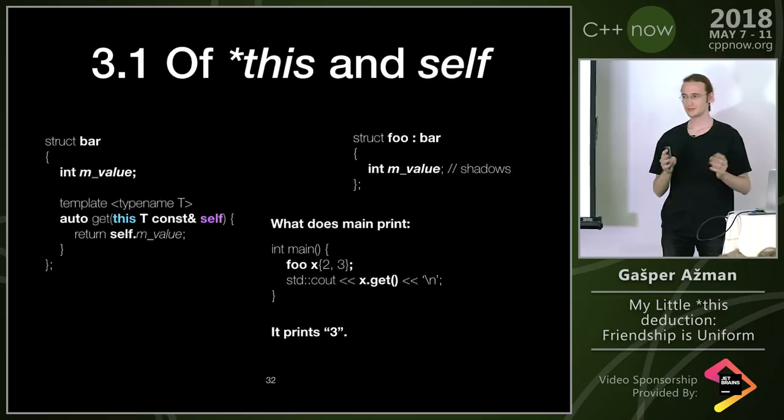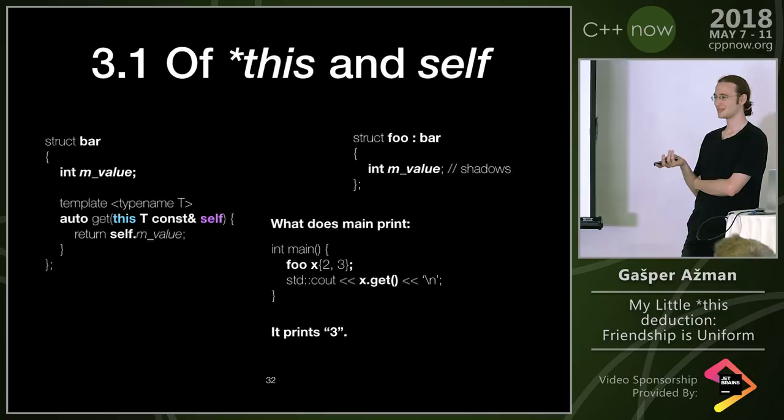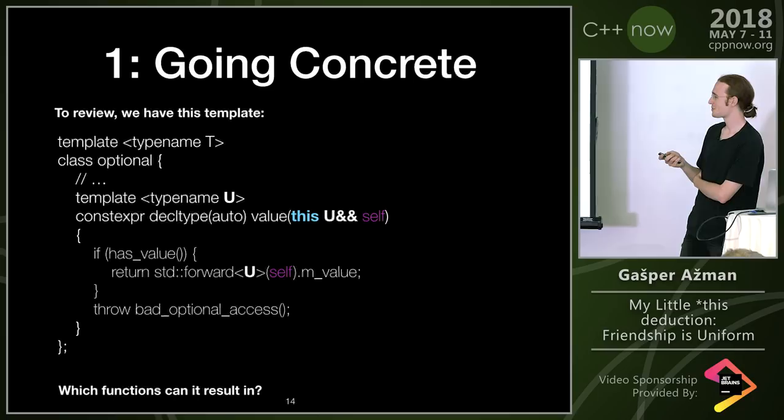Arthur had his hand up first. So because of this, which I think is how it should work logically. Yes. But then if we go back to the original example, way back to the optional thing, the optional thing had a get method template, and it used return std::forward of itself.